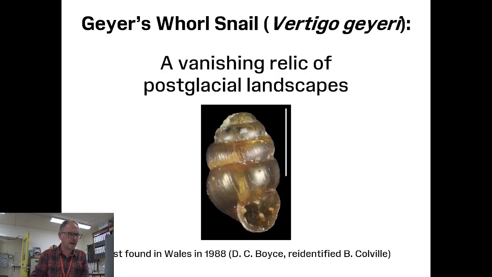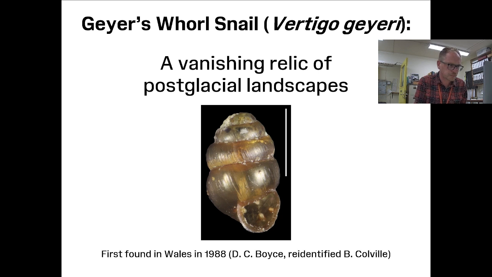So finally, the third whorl snail I'm going to talk about is Geyer's whorl snail, Vertigo geyeri. I couldn't come up with a nickname for this easily, but I have called it a vanishing relic of post-glacial landscapes, because this is a species that we know was a lot more common in Britain when it was very, very cold and just after the ice had retreated at the end of the last ice age.